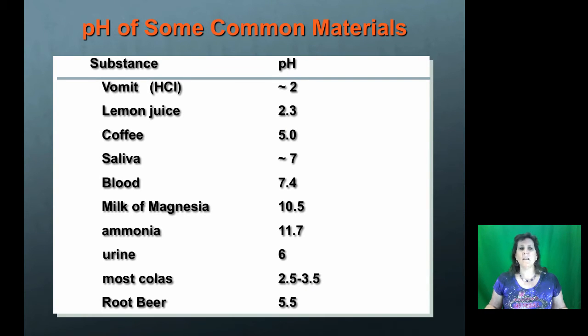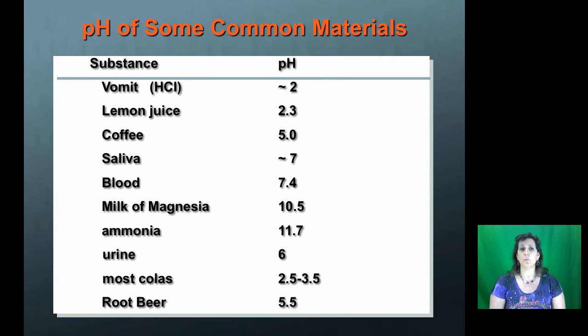This is just for fun. It's the pH of some common things like vomit. Our stomach acid is hydrochloric acid, and vomit can be around 2, even a little less. That's why it burns your esophagus when it comes up. That's why it erodes your teeth when you throw up a lot. Your dentist can actually tell if you're bulimic because your acid erosion is out of this world.